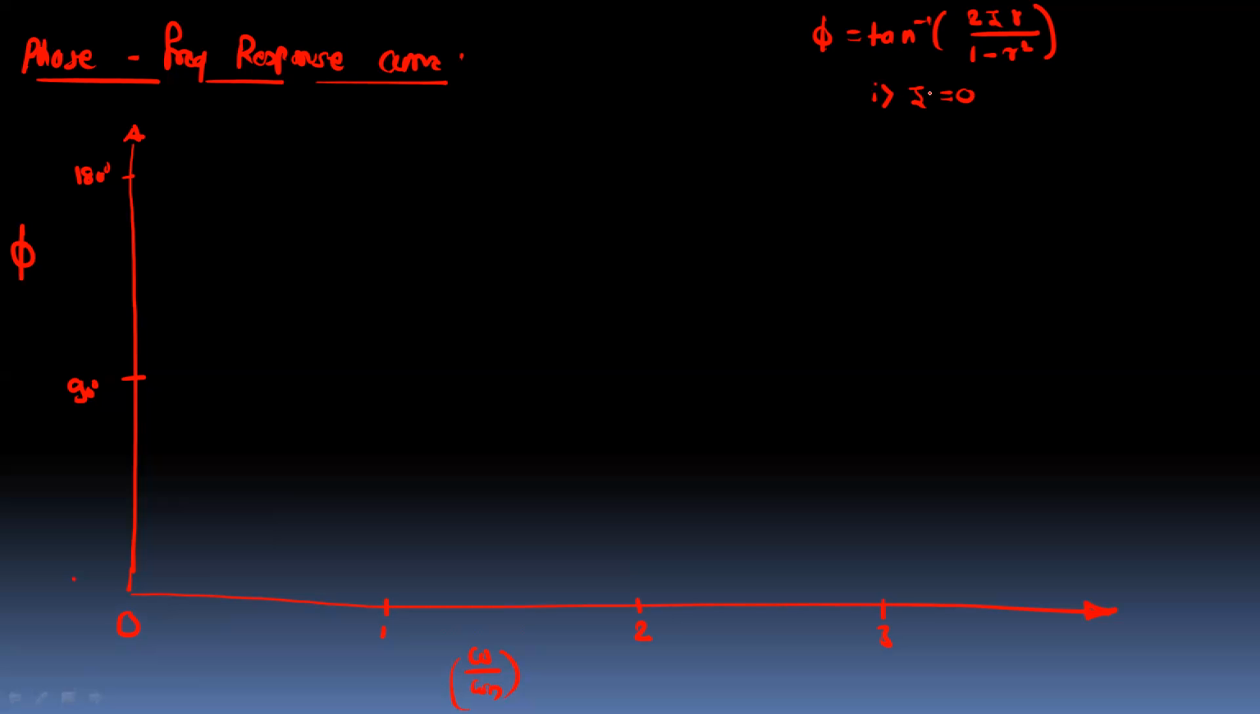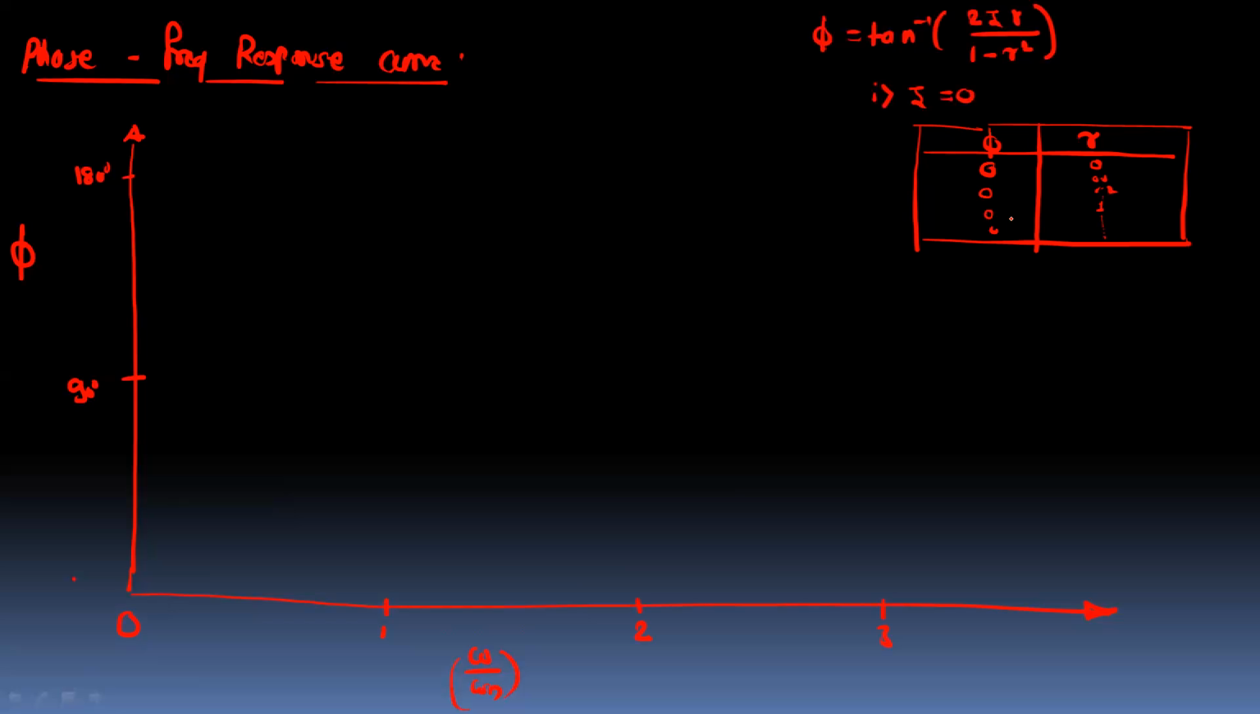Even if you change the frequency, that means if you plot the table for various values of the frequency ratio, phi and frequency ratio, you select the frequency 0, 0.1, 0.2, and so on up to 1, and again increase the frequency. For all these frequencies, your phase angle will remain the same. So it is 0 only.